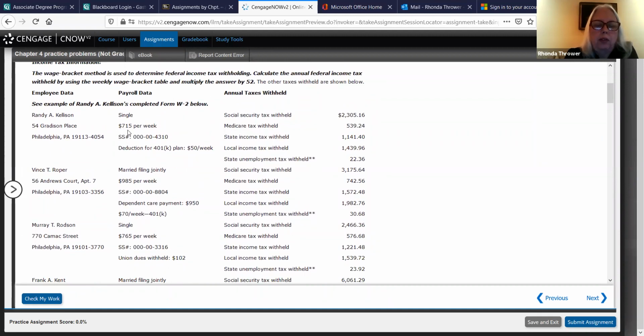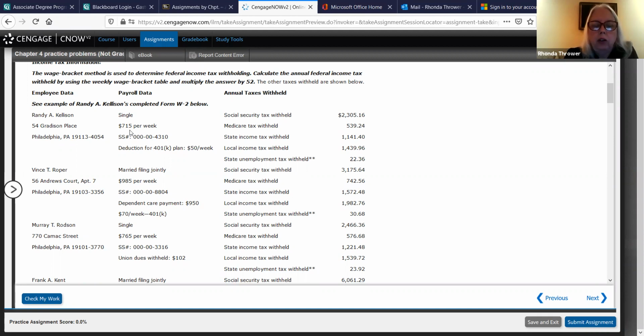Notice that he's paid $715 per week. He also has a deduction for a 401k plan. So we have to subtract out the amount of the deduction per week to get the amount that we would calculate for the federal income taxes.